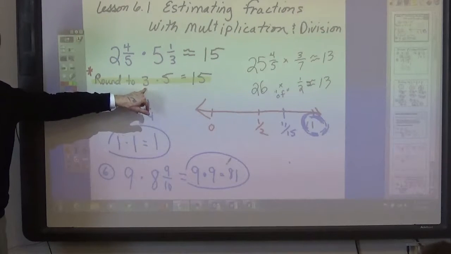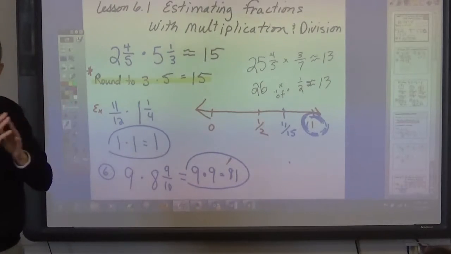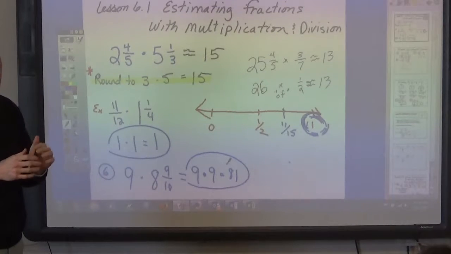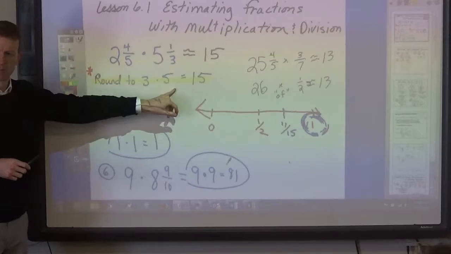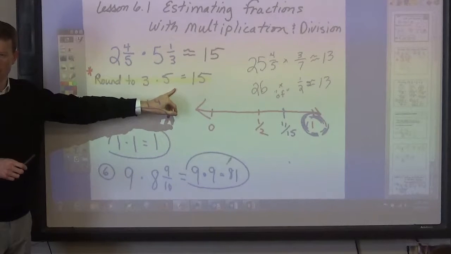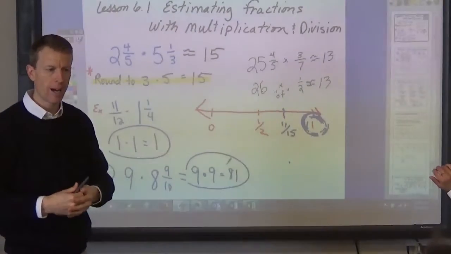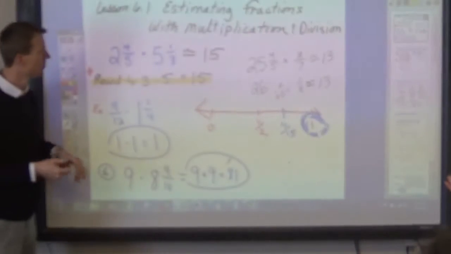Remember when we rounded fractions to either 0 or 1/2 or 1? When we're rounding using multiplication and division, you're only going to round to whole numbers. Okay? When you're multiplying, it's a lot harder to multiply by halves. And so we're just going to multiply by whole numbers.